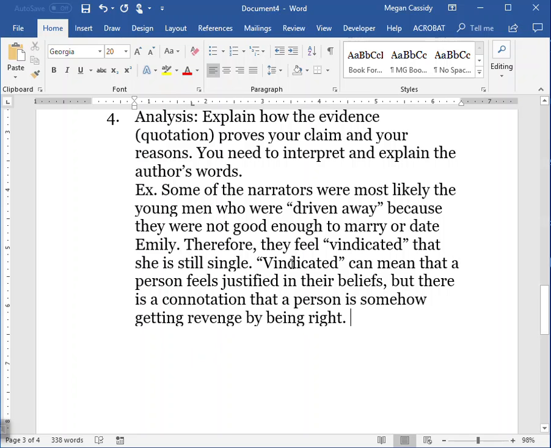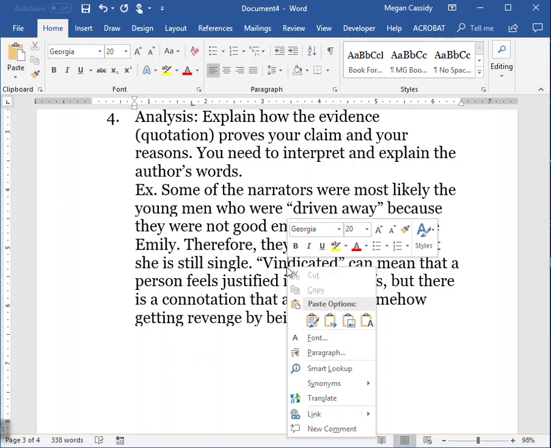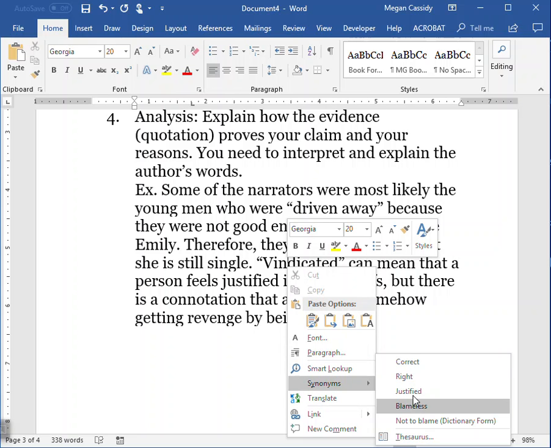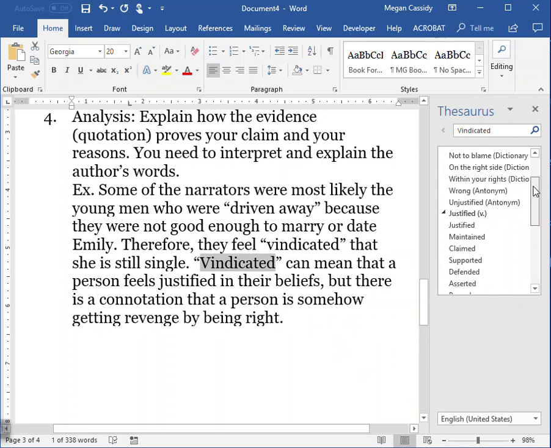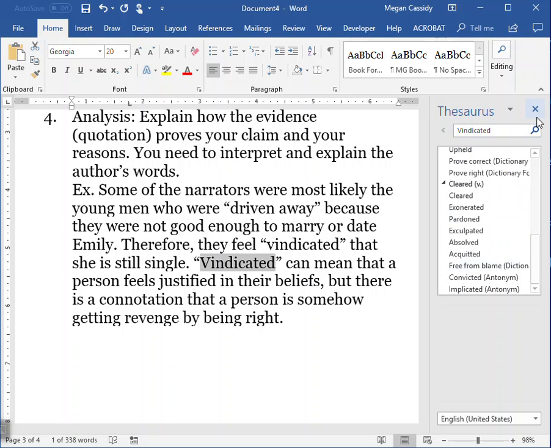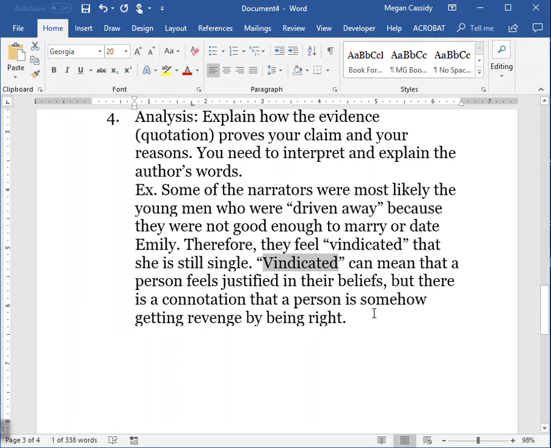And you don't have to look this up in the dictionary. If you go here and you right click a word, you can go to synonyms. All these things kind of come up. You can see what I'm saying here with vindicated: correct, right, justified, blameless. They're not to blame. Another one, if I do the thesaurus, I think it says cleared, exonerated. They're rationalizing that what they're doing is right. So they're vindicated, and they're kind of getting revenge by being right.